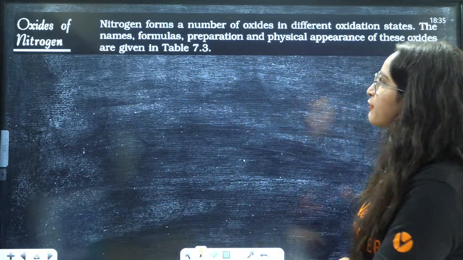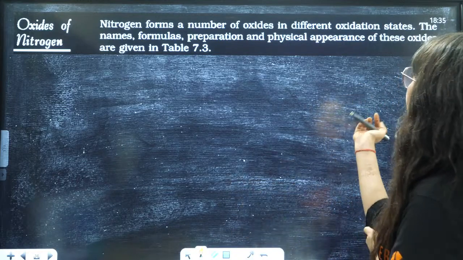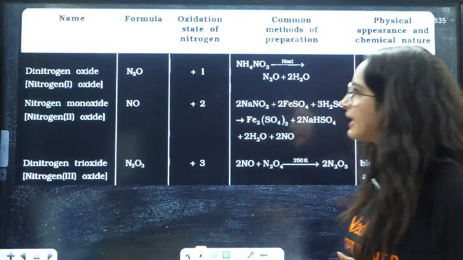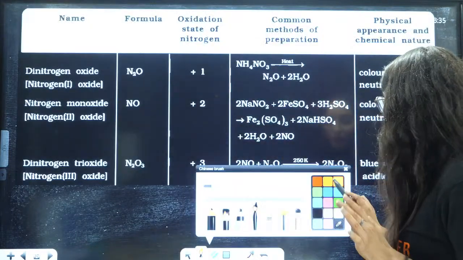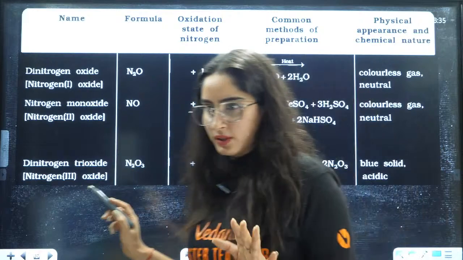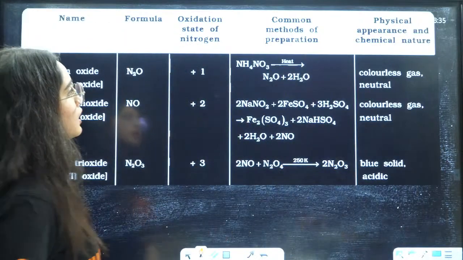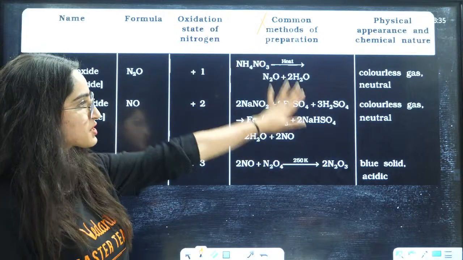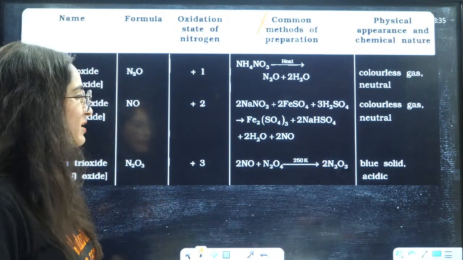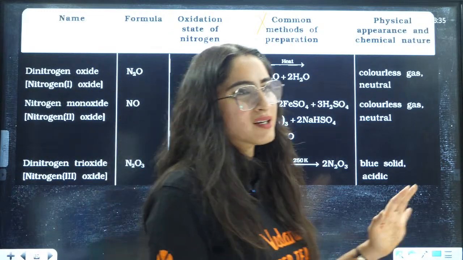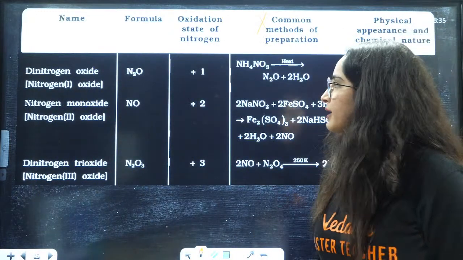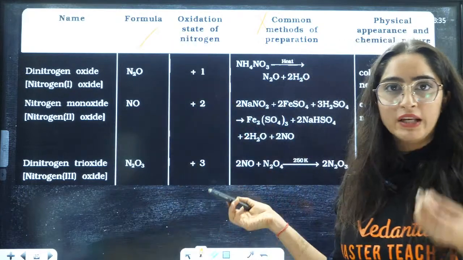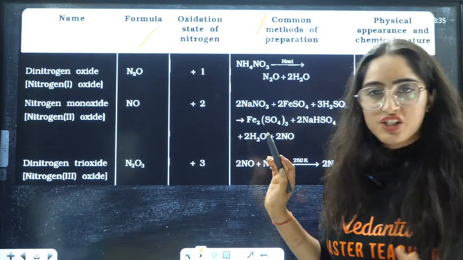So nitrogen forms a number of oxides in different oxidation states; the names and formulas are all mentioned here. Now, ma'am, from this table, what do we need to remember? You don't need to remember these reactions. You can just go through them once, but they will not be asked to you. You can remember the formulas. From the formulas, you don't even need to remember the oxidation states.